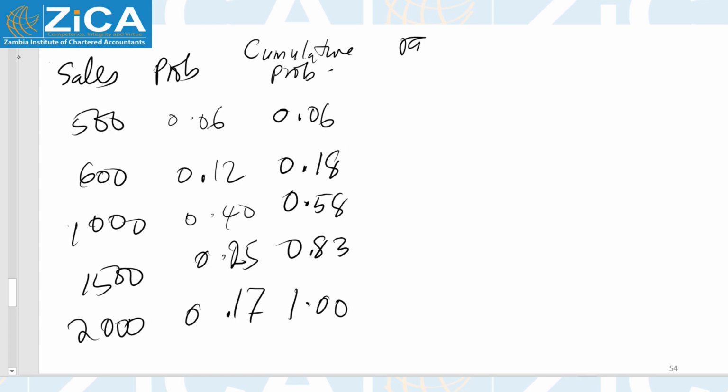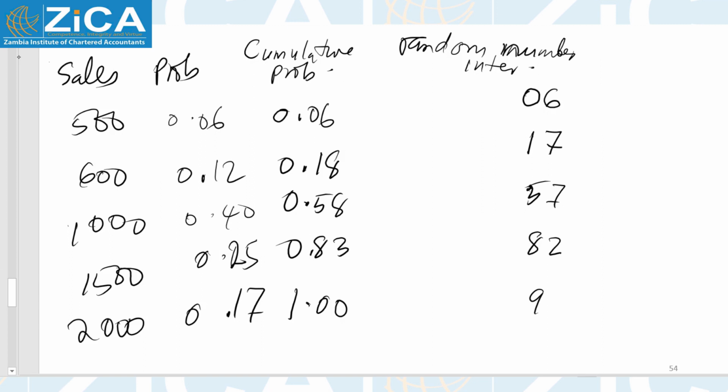Then come up with the random number intervals in this section. You are going to have less than or equal to 500. Subtract 1 from this number so that you start at the two-digit number 06. Subtract 1 from this number, you start at 17. It can be in points or in whole numbers. Subtract 1 here so that you have 57. This will be 82. Subtract 1 here so that you have 99.